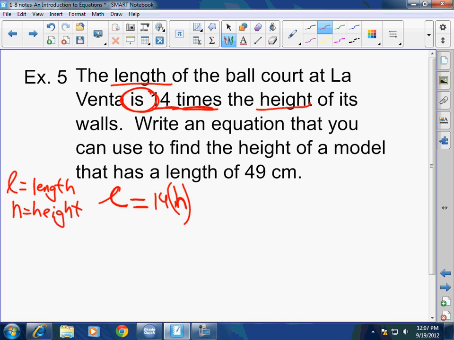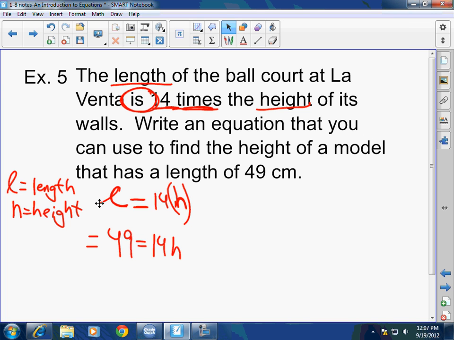Perfect. Now, what did they tell you the length was, though, my brother? So the real equation here is 49 equals 14H. Do not try to solve it. Don't worry about solving it, because it just said write an equation.